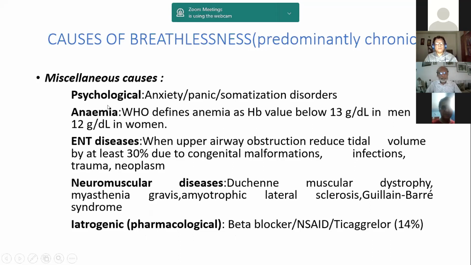According to the miscellaneous causes, the psychological causes include anxiety and panic attack, somatization disorders. Anemia is very important in our population, particularly in female patients. And according to the criteria, if the hemoglobin concentration is less than 13 gram in men and 12 gram in women, the patient is labeled as anemic according to WHO, though it is very satisfactory in men in our country.